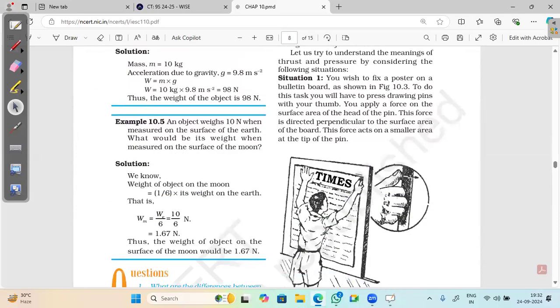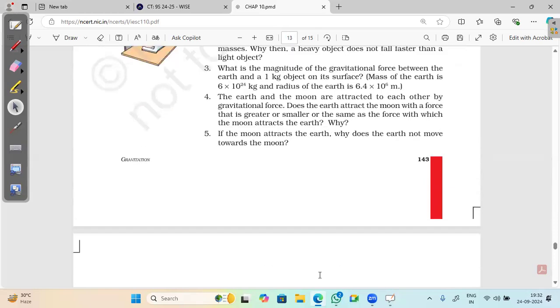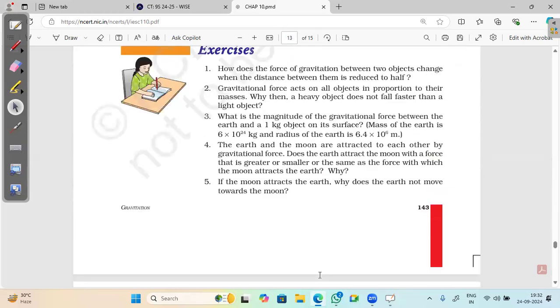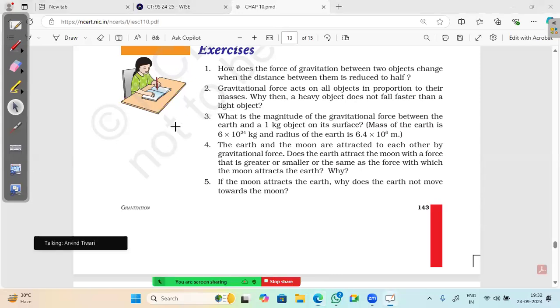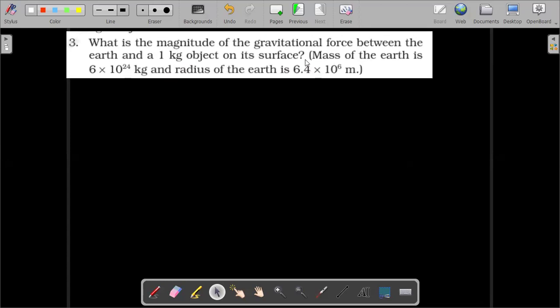I'm just moving on to the question of gravitation. Okay, so try this one. What is the magnitude of the gravitational force between the Earth and a 1 kilogram object on its surface? Mass of the Earth is 6 into 10 to the power 24 kilograms. And radius of the Earth is 6.4 into 10 to the power 6. Try this one. So you think you have to find the small g or the big G?